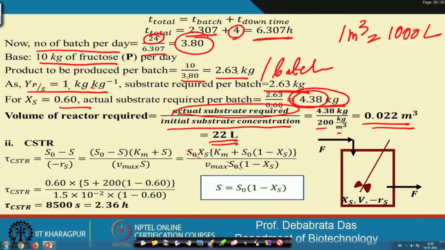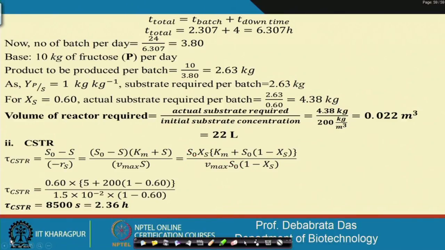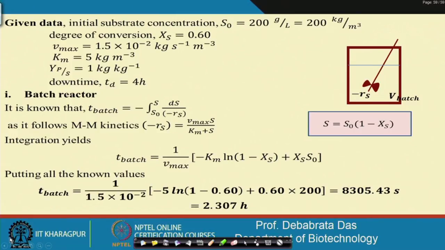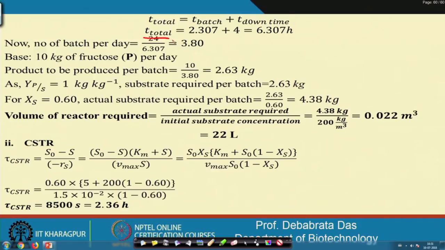So what I want to stress here is very simple. It will be easy to calculate the volume of the reactor. Again I am repeating, if you look at the batch process, first we have to find out the time of the batch process. Once the time of the batch process is done, then you have to find out the total time required for the batch process, that is the batch time plus downtime.